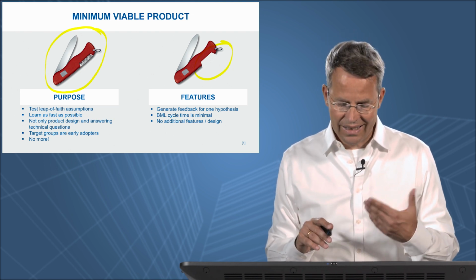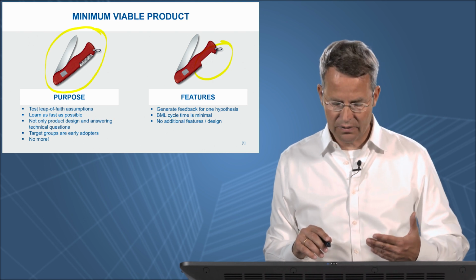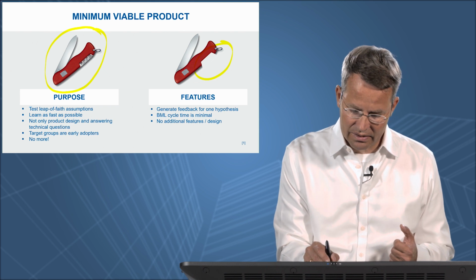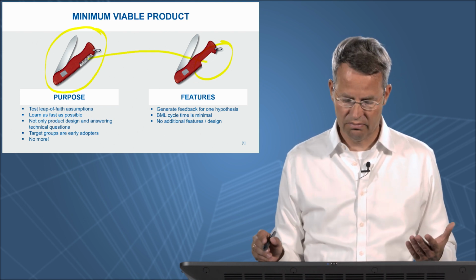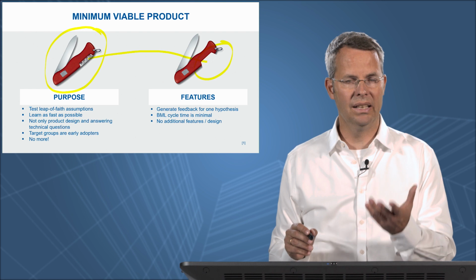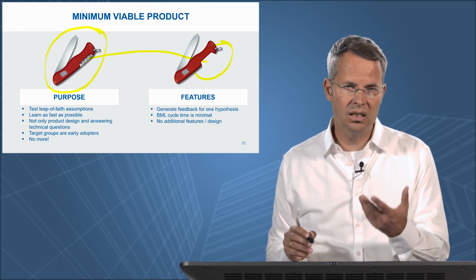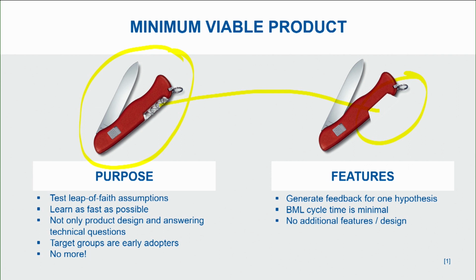So the first idea is to generate feedback for one hypothesis. And the one hypothesis is the difference in corkscrew. So is someone willing to pay for a corkscrew? And maybe you can also play around, how much are they willing to pay for a corkscrew? And is someone basically buying that?